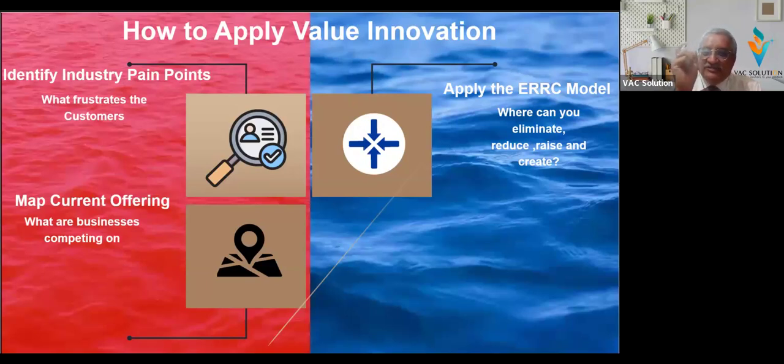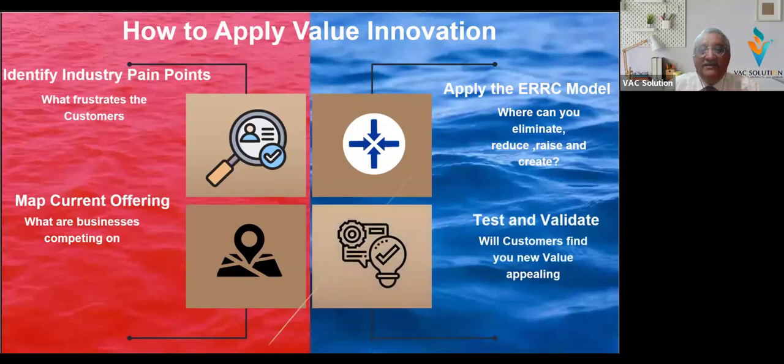The main industry logic, the dominant logic, is what you eliminate, and all that which is adding to cost but not to value is what you reduce. And finally, you test and validate it and see whether it is appealing or not. Once you do that, you are through. First, identify what it is which frustrates the customer. Number 2, what is it that the competitors are competing on?